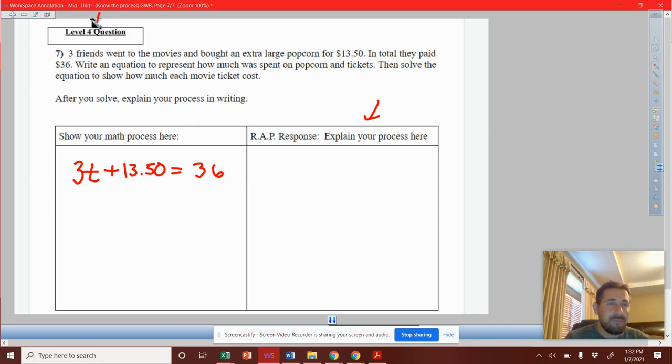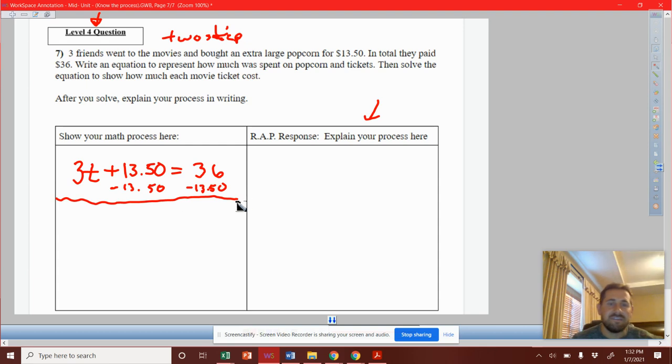There's a reason this is level 4: this is a 2-step equation. Everything we've been doing is 1 step. What we're doing here is we look at the variable, it's times 3, but then the next operation we see is plus 13.50, so we have to subtract 13.50 away. If you just figured this out in your head, again, this whole test was about the process and the steps. I need to see the steps, not just, hey, a ticket costs this much. So we're doing the steps, we're subtracting.